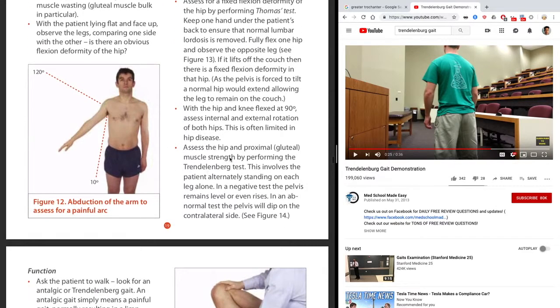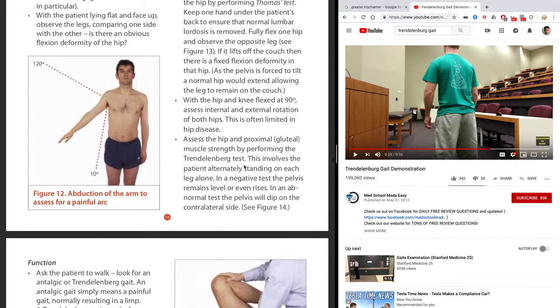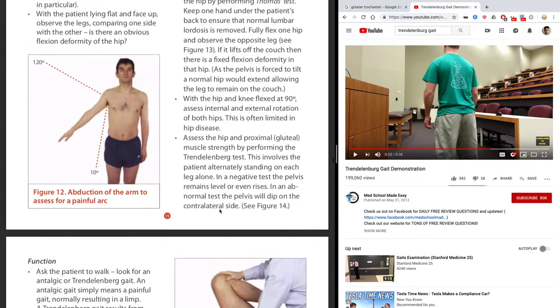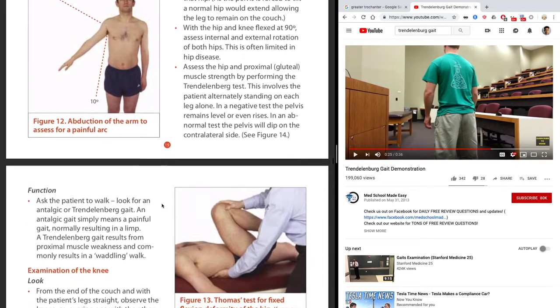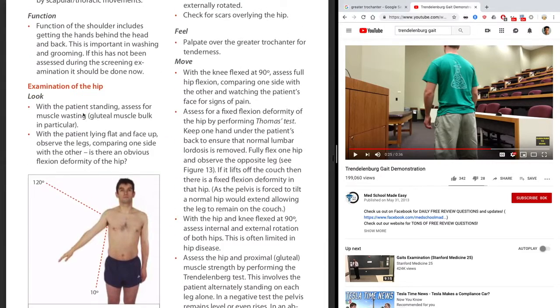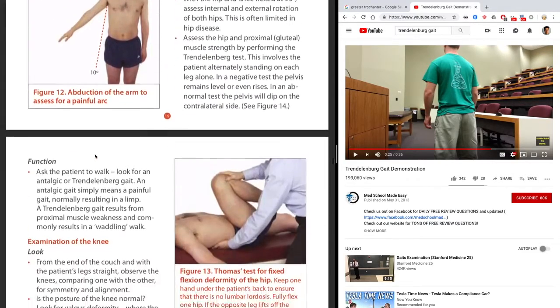And then you're going to ask them to raise one leg, stand on one leg, and see if the hip falls or remains level or raises. If it raises or remains level, it's normal, and if it falls, it's a positive Trendelenburg test. So you assess the Trendelenburg test. First you observe, then ask them to stand on one leg each at a time, taking turns, and then ask them to walk. That's your function. So you cover all this in the first part when the patient is still weight bearing.